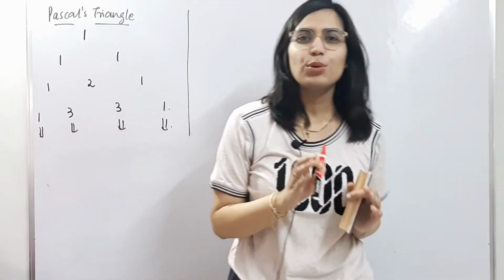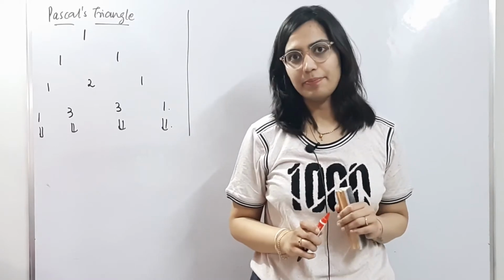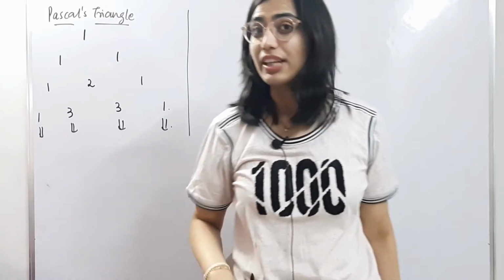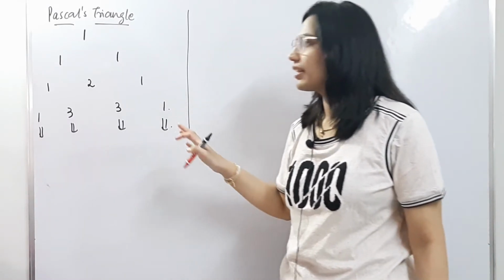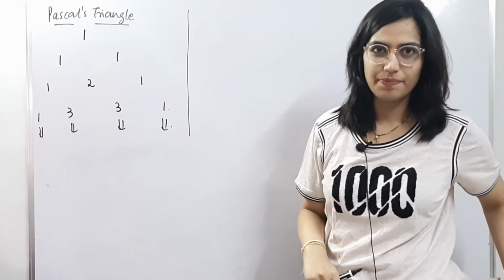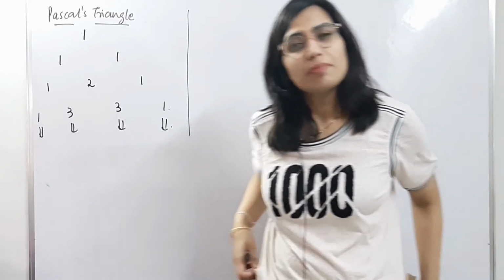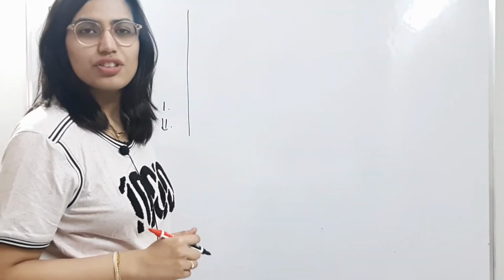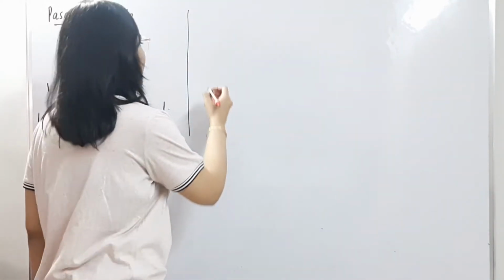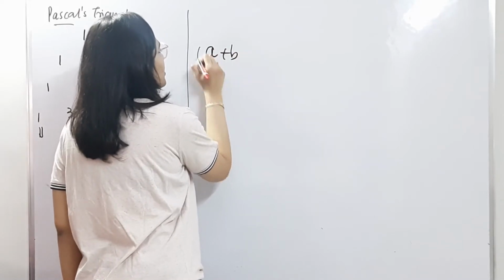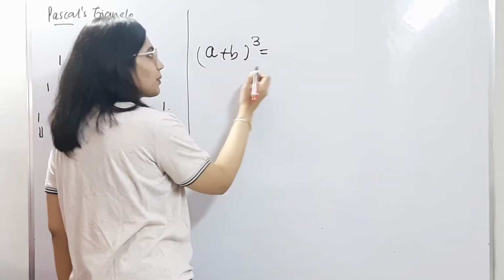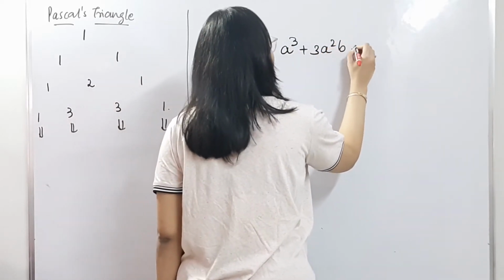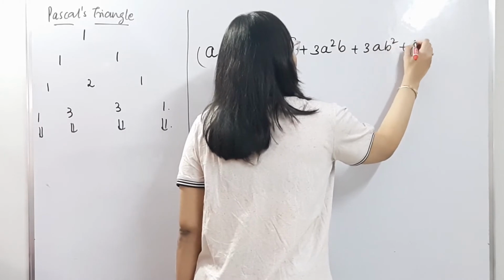Now let's see how to write the binomial expansion very easily. This is the Pascal's triangle I have written for you, and you know that these are the coefficients in the binomial expansion, right? So what is the binomial theorem here? How do we expand a binomial using the binomial theorem? For example, the expansion of (a plus b) whole cube is a cube plus 3a square b plus 3ab square plus b cube.